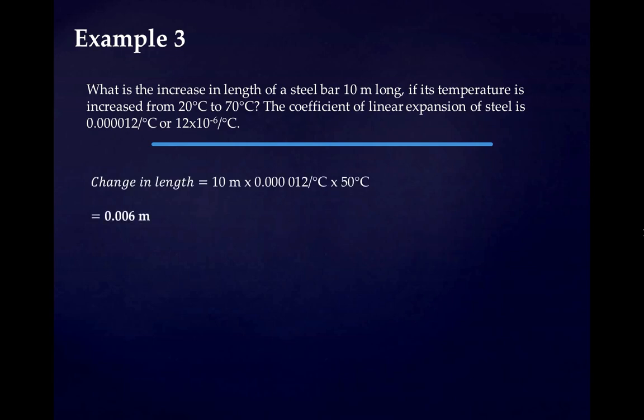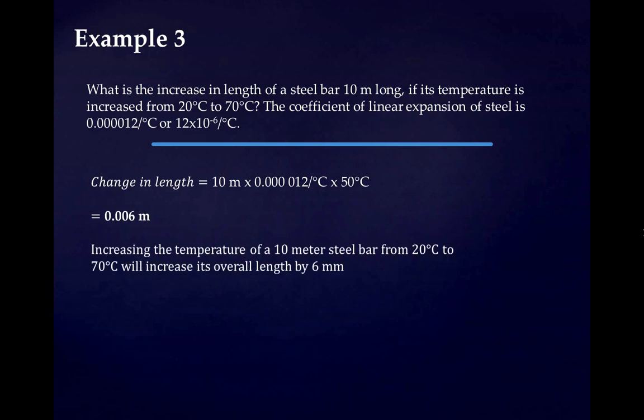Change in length equals 10 meters times 0.000012 per degree Celsius times 50 degrees Celsius. This gives us 0.006 meters. Increasing the temperature of a 10-meter steel bar from 20 degrees Celsius to 70 degrees Celsius will increase its overall length by 6 millimeters.